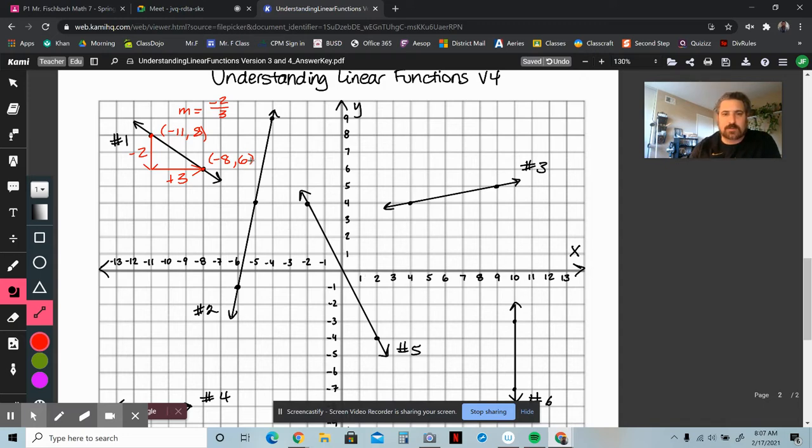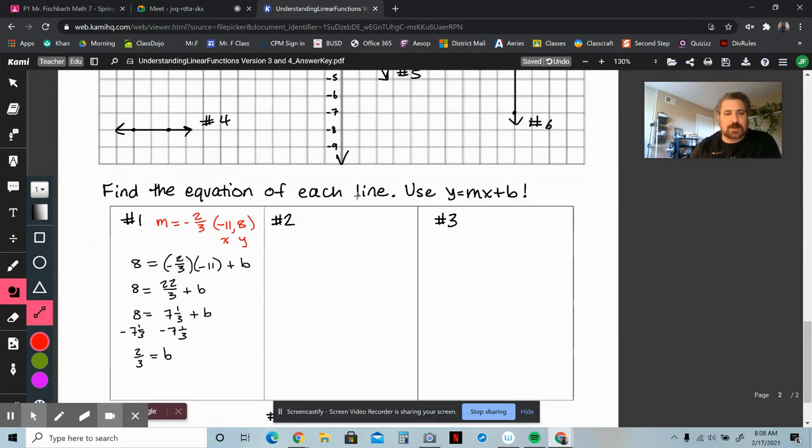We'll check it with the next point, -8, 6. So now we're going to grab that second point, -8, 6, and we're going to check to see if this is, of course, a true statement. So we're going to check it with -8, 6.